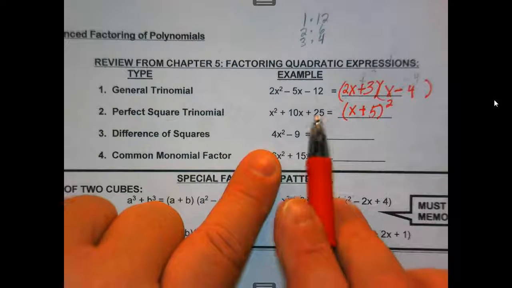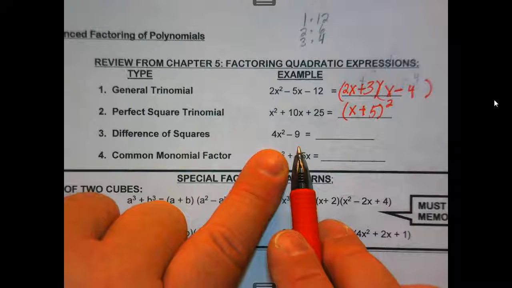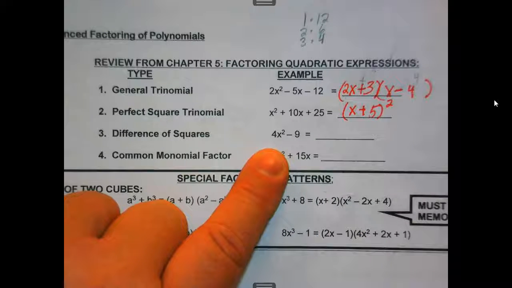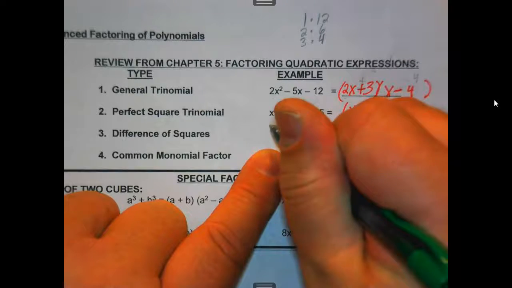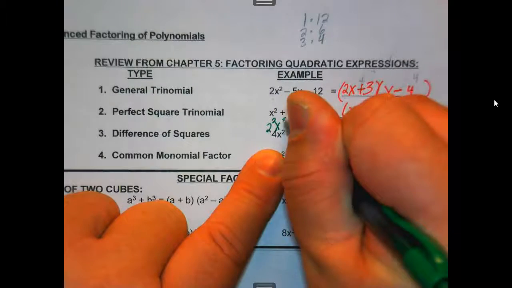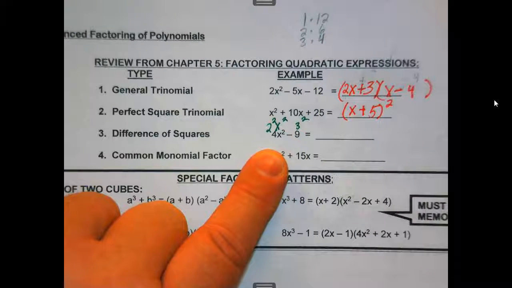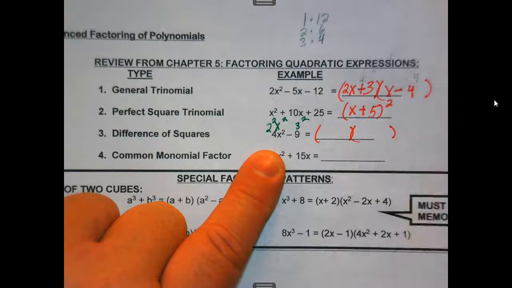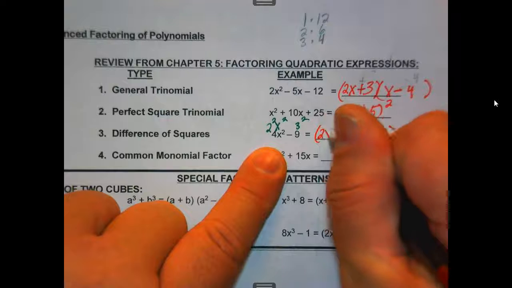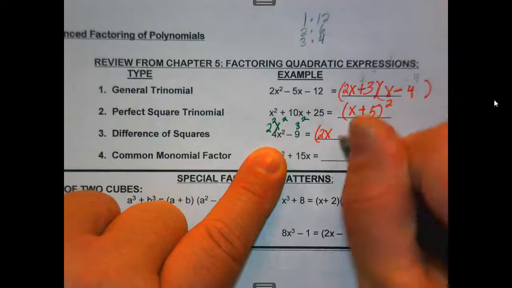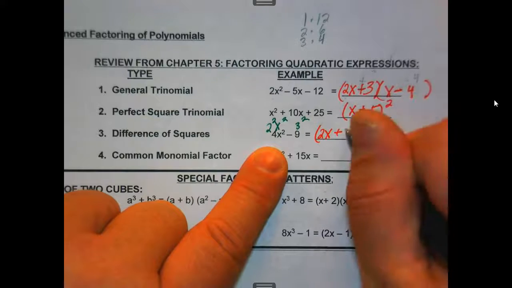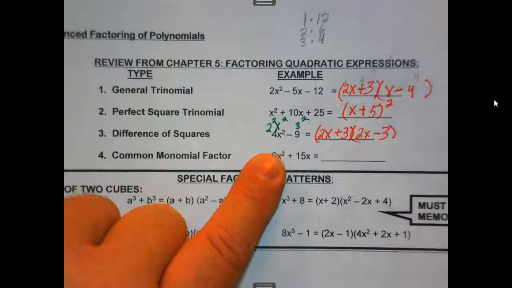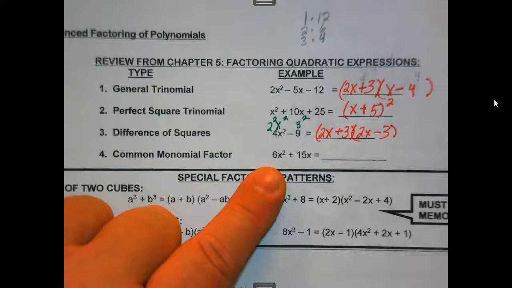All right, number 3, I have a difference of squares. This was really easy. These are perfect squares. This is 2 squared, x squared, 3 squared. So this factors to a plus b, a minus b. And my a is the base 2x, plus or minus, my b is 3. All right, number 4.